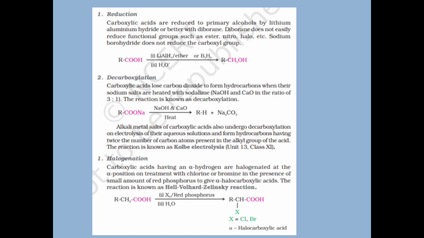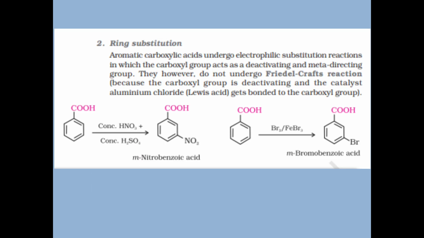Halogenation reaction: if we give halogen X2 in presence of red phosphorus, then water, it will give alpha halo carboxylic acid. Ring substitution, nitration, will give meta-nitrobenzoic acid, bromination, meta-bromobenzoic acid. Thank you. This is the end of this chapter.